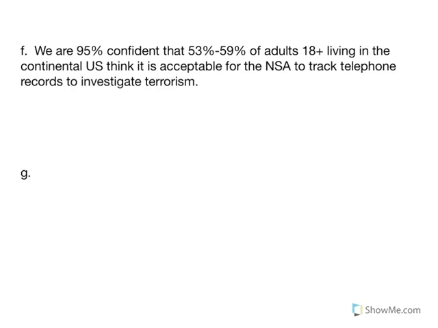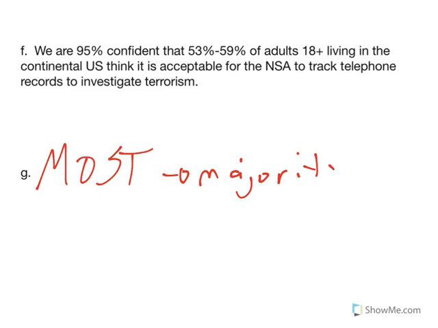And then letter G, can it be concluded that most Americans think NSA? Well, the word most implies majority, right? And what's a majority? Well, more than 50%. And because our range, right, our confidence interval is 53 to 59%, yeah, we can say most because it is a majority, right? It's more than 50%. If our interval had dipped below 50, then we would not be able to say that. But it is what it is with this particular example.